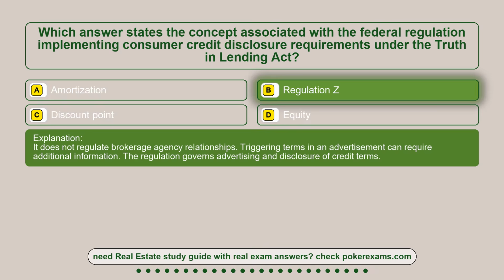It does not regulate brokerage agency relationships. Triggering terms in an advertisement can require additional information. The regulation governs advertising and disclosure of credit terms.